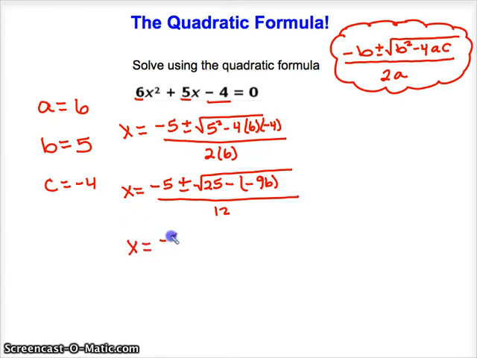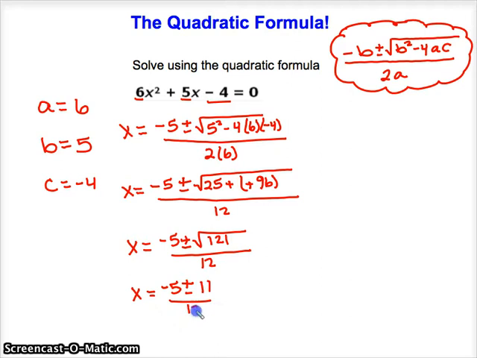I have x equals negative 5 plus or minus the square root, and look here, I've got a negative minus a negative. That means I'm adding. So 25 plus 96 is 121, and again it's all divided by 12. This is nice because 121 is a perfect square, so negative 5 plus or minus 11 over 12.